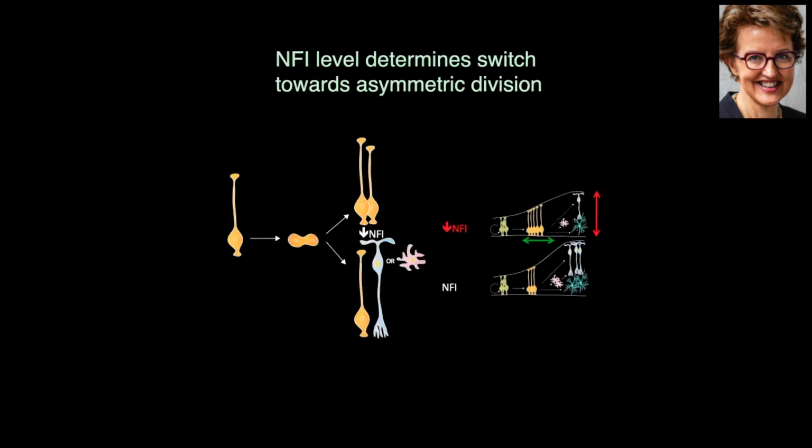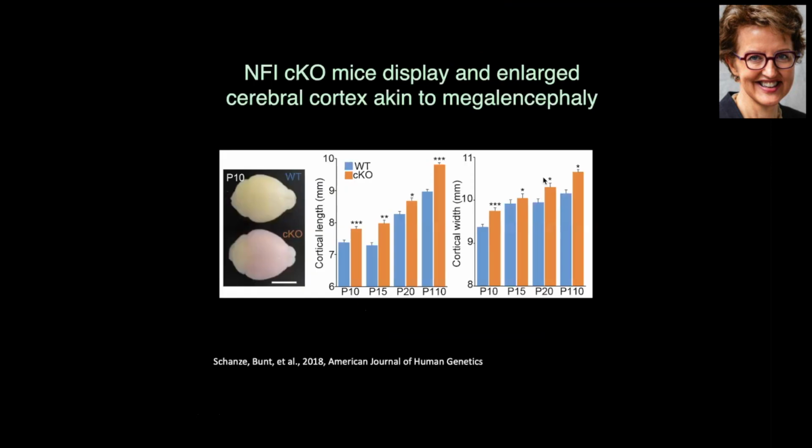And so the level of nuclear factor 1 gene determines this switch between symmetric and asymmetric division. Other family members seem to be able to compensate, but when you remove more than one, you get an even more severe phenotype. And what happens is that you get an even larger expansion of this ventricular zone. Now, postnatally, we were able to study what happens because Rich's group produced conditional knockout mice.